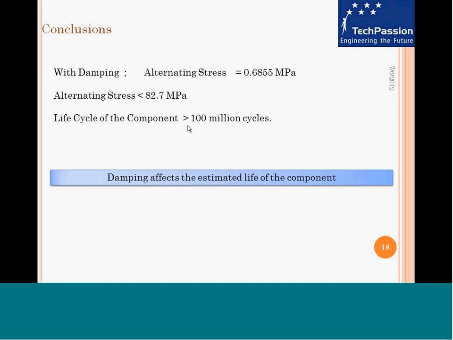So essentially, the model of damping can affect the life estimated for the component. So it is critical to estimate damping, and this is done through experimental modal analysis.